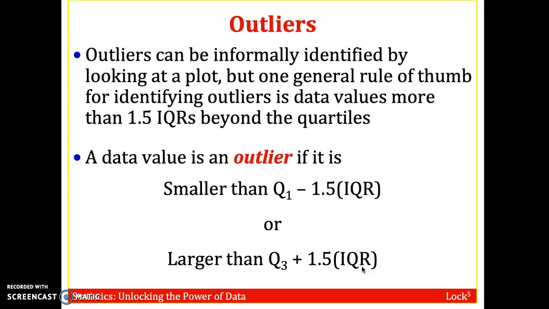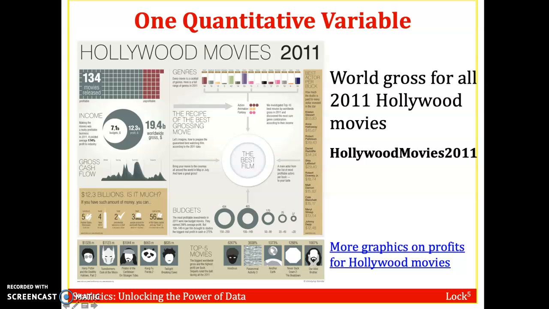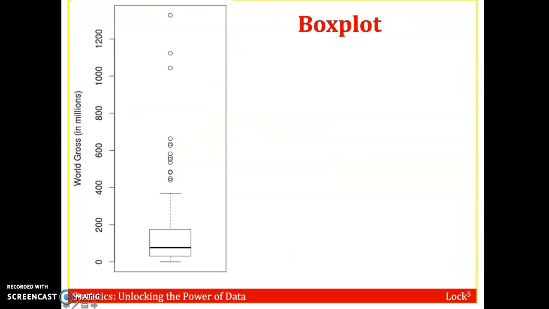I'm actually not going to go through in this lesson how to calculate these values, because we're going to do that in our next class. What we will do in this video lecture series is look at world gross for 2011 Hollywood movies. We looked at a dot plot and a histogram in the past couple sections for this data set. We can also make a box plot. Notice this box plot is laid out vertically, but it could just as well be laid out horizontally, where the x-axis would go from 0 to 1200 from left to right.